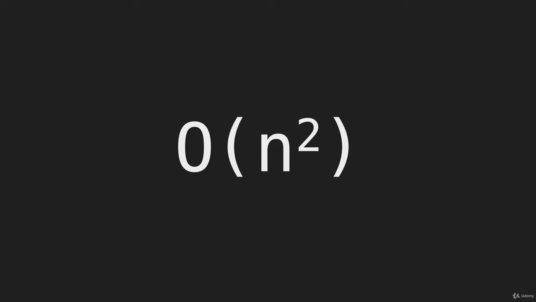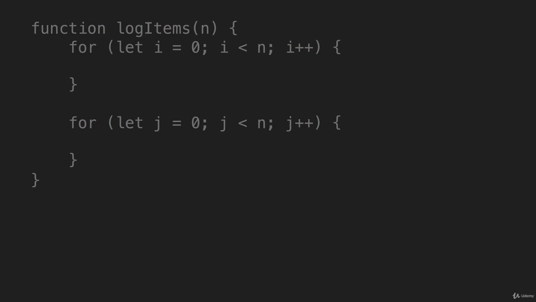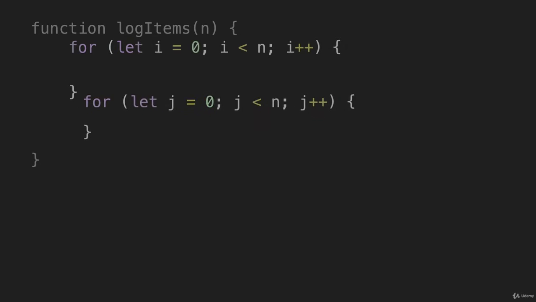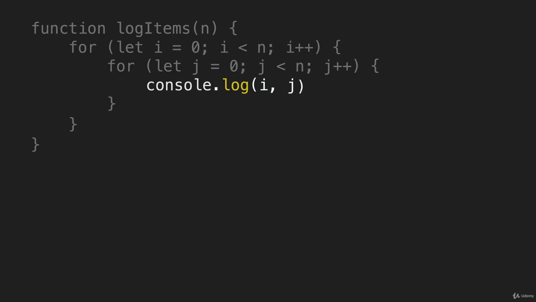So now we're going to look at our next big O notation, which is O of n squared. We're going to start this off with the code that we used in the last video, where we had a for loop followed by another for loop. But I'm going to change this, and we're going to remove the console logs, and we're going to nest one for loop inside of the other. Then our console log is going to be for i and j inside of the two for loops.